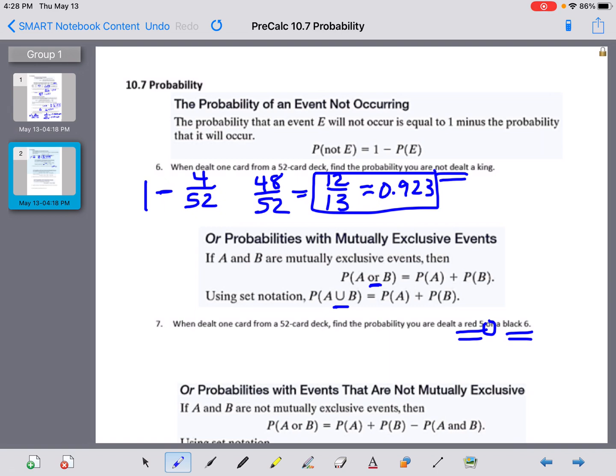So how many red 5s are in a deck? Well, there's 2 red 5s out of 52 cards. How many black 6s are there? Well, there's 2 out of 52. So if we have this or, where I'm just looking for one of the 2 to occur, I just add my probabilities together. So that's going to give me 4 out of 52, and I can reduce that to 1 over 13. I should go to the decimal on that one, and it looks like I have about a 0.077 or 7.7% chance, right, of that occurring, okay?